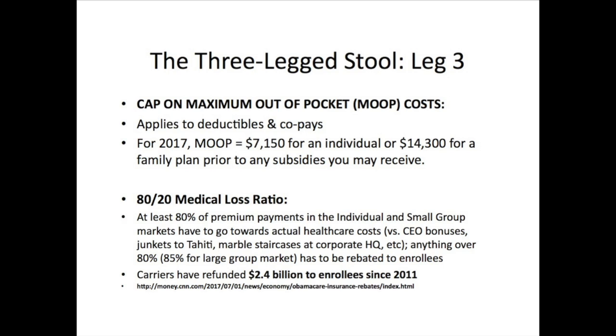Finally, the 80-20 medical loss ratio means that at least 80% of premium payments in the individual and small group markets have to go towards actual healthcare costs, as opposed to CEO bonuses, junkets to Tahiti, marble staircases, and so forth. Anything over 80% or 85% in the large group market has to be rebated to enrollees. And while it's true that most carriers have complained of losing money on the individual market since the ACA was launched, some of them have actually done pretty well. And in fact, carriers have had to refund over $2.4 billion in excessive premiums so far.